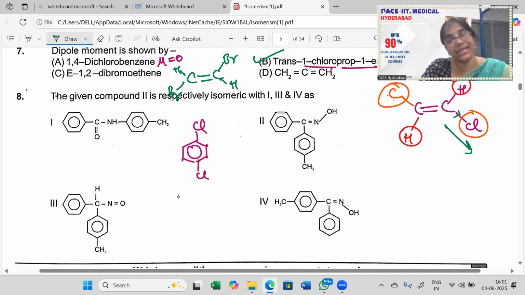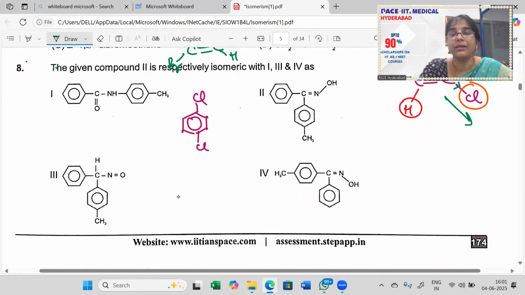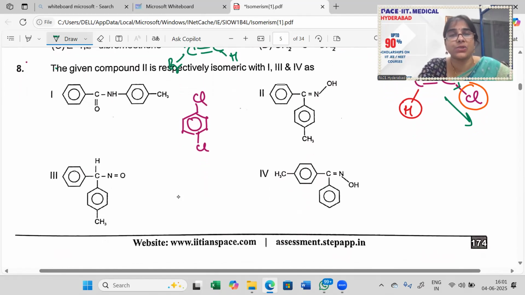Next question number 8. The given compound is respectively isomeric with 1, 3, and 4 as what? What is the given compound? Where is the given compound? One second.